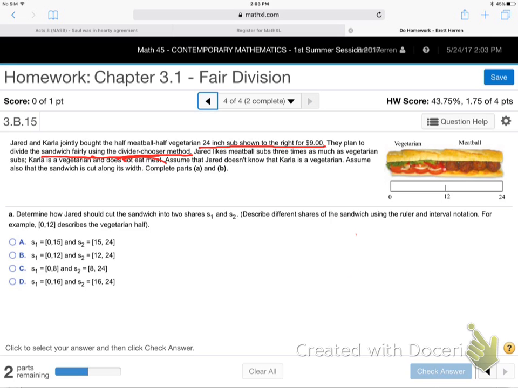I've seen it. Jared likes meatball subs 3 times as much as vegetarian. That's how Jared feels. So I could put 3x and x. Meatball sub, right? That's how Jared feels. Carla has a different value system, but we'll get to her in a minute. We're doing Jared right now, the cutter. So there's how Jared feels, 3x and x. So what are we going to do with this thing?